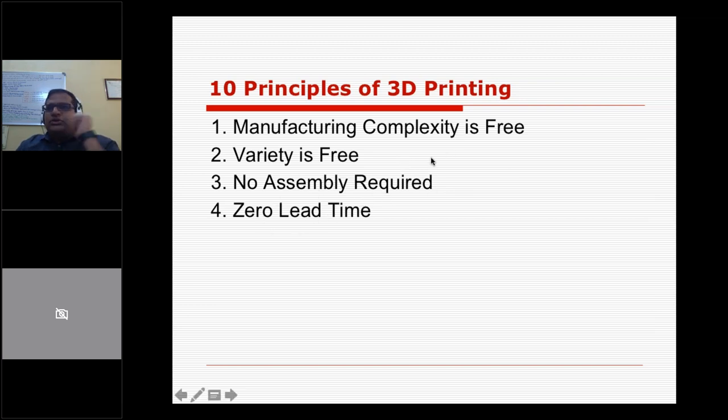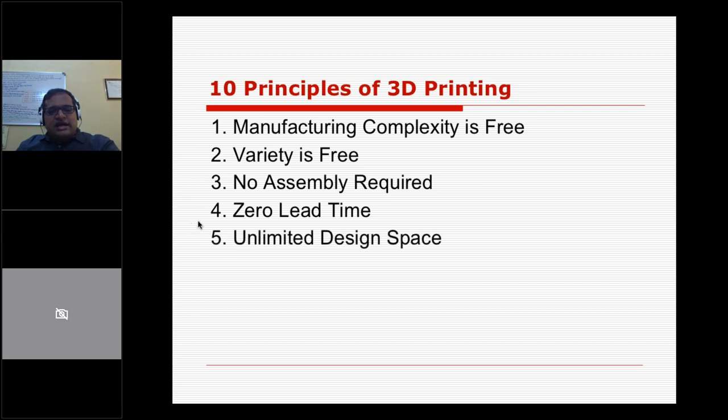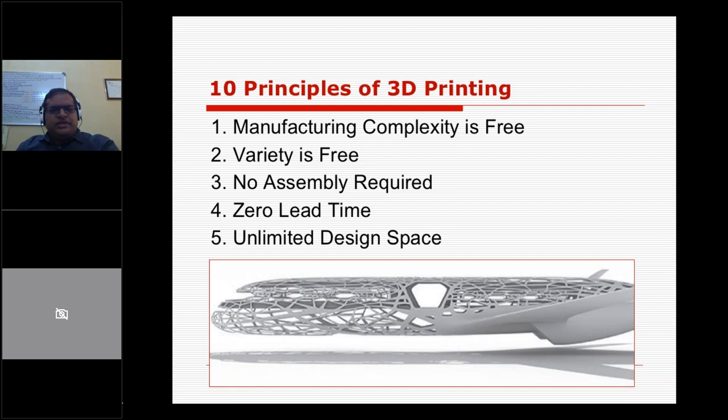Because supply chains are shrunk, or of course, there are no more supply chains here. Once you have a printer and a CAD design or blueprint, you need not worry about all the supply chains that you normally worry about in a traditional process. So there is a zero lead time here and unlimited design space. Your technology should not be the hurdle for your innovation, right? So you have an unlimited design space here. That is another advantage.